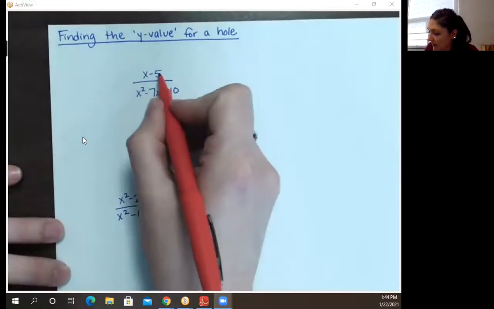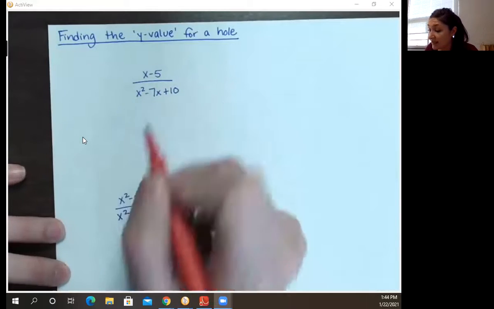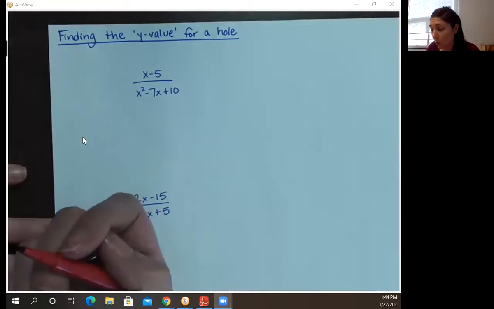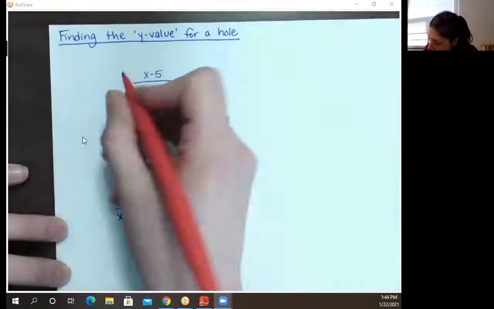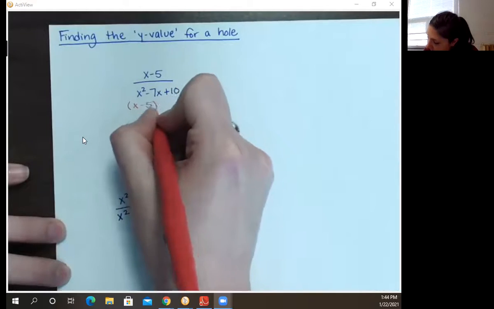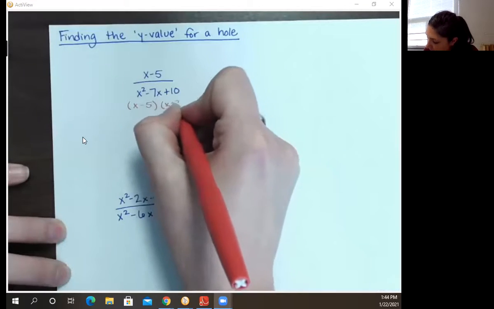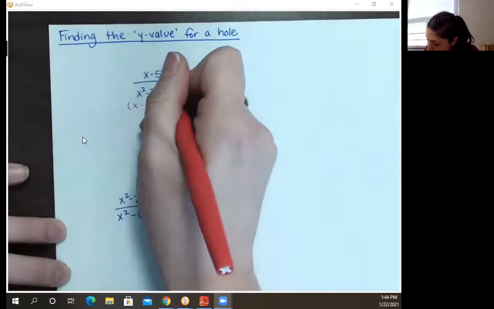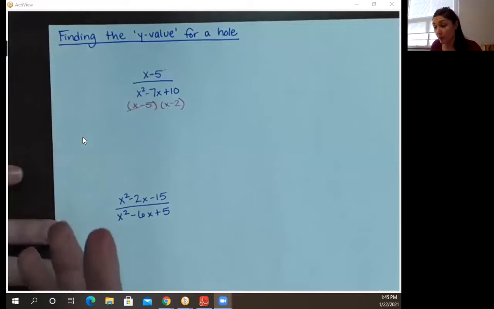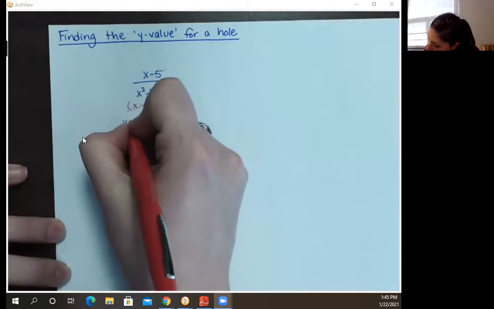We have (x minus 5) over (x squared minus 7x plus 10). So if I want to figure out where I'm going to have a hole, I'm going to have to factor the bottom here. And this would factor into (x minus 5) times (x minus 2). I can see that x minus 5 is a reducible factor. If it's reducible, it's removable. So I will have a hole at x equals 5.